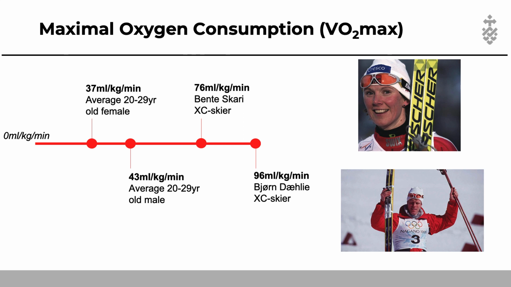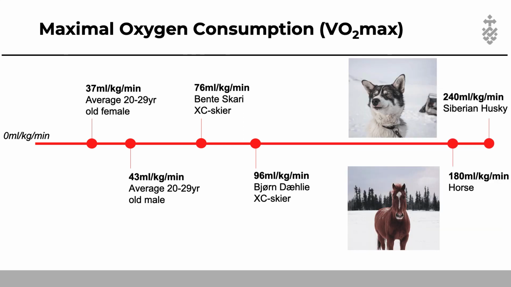And the answer is, the one that's the most is a husky, a snow dog, the Siberian husky. The horse is up there as well at 180, but the Siberian husky takes it out at 240 mils per kilogram per minute. Something to think about is how do we actually measure the VO2 max of an animal? Sometimes you can use a treadmill. Horses actually love the big treadmills. Treadmills have also been used to measure the VO2 max of lions, giraffes, cows.